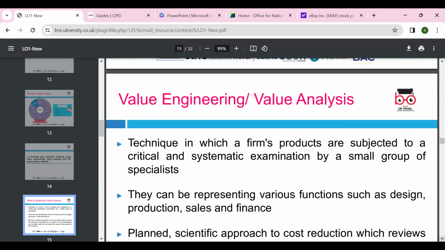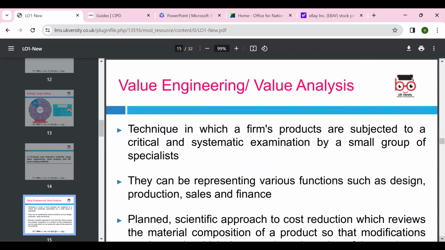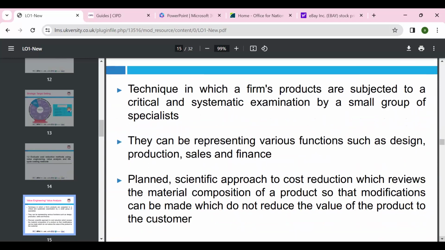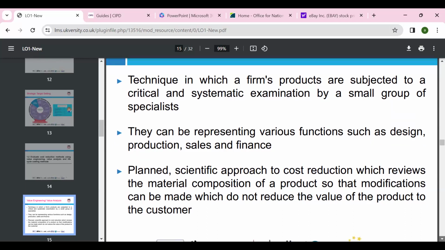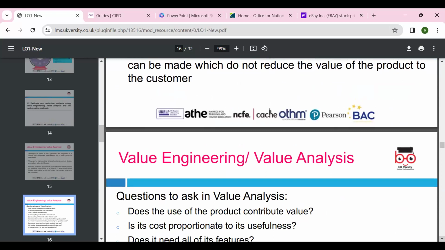So value engineering is the technique in which the firm's products are subjected to critical and systematic examination by a small group of specialists representing the various functions such as design, production, sales, and finance, and a planned scientific approach to cost reduction, which reviews the material composition of the product. So we need to look around what modifications can be made. Don't reduce the value of the product to the customer. So we have to increase the value. So we have the concept VFM, value for money. Yes, value engineering or value analysis.